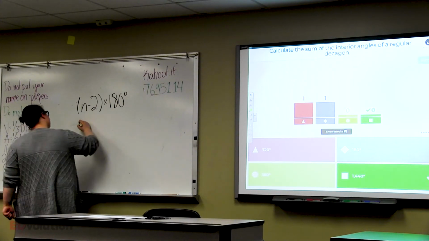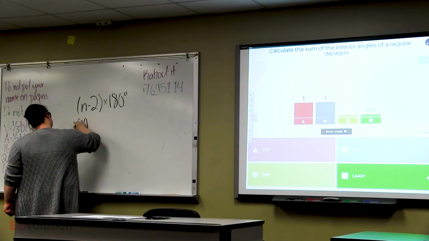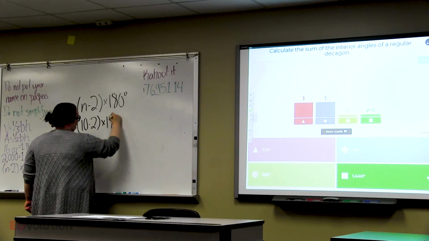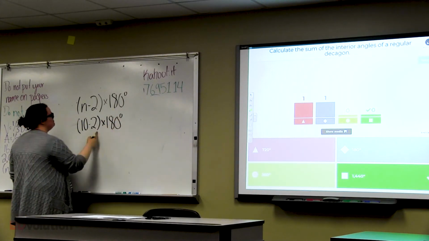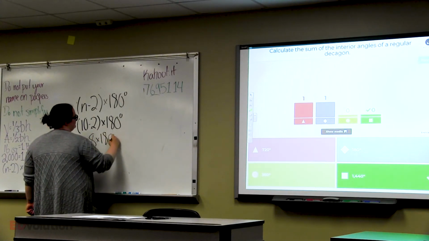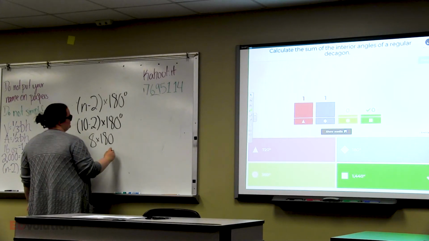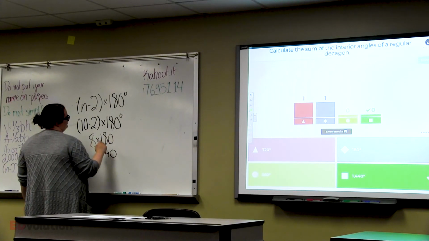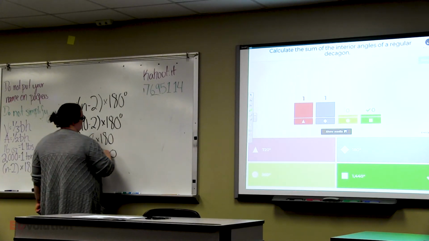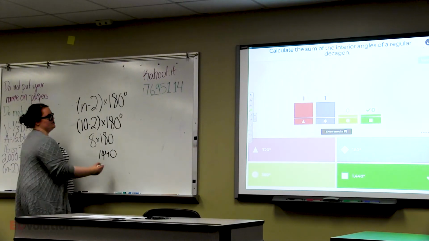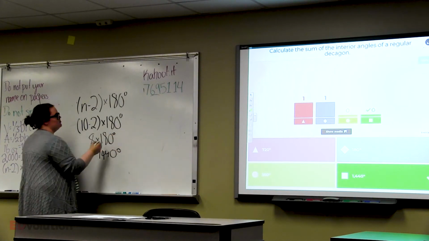So it has 10 sides, minus 2, times 180. So 10 minus 2 is 8, times 180 degrees is 1,440. And then this is degrees, since we're talking about angles.